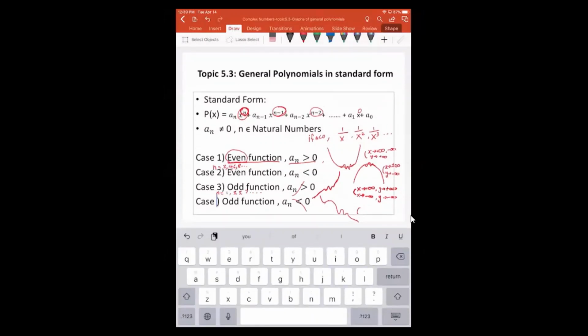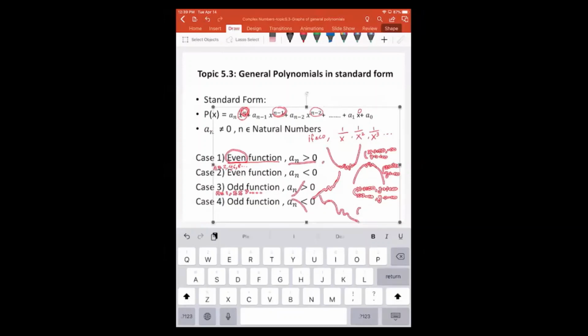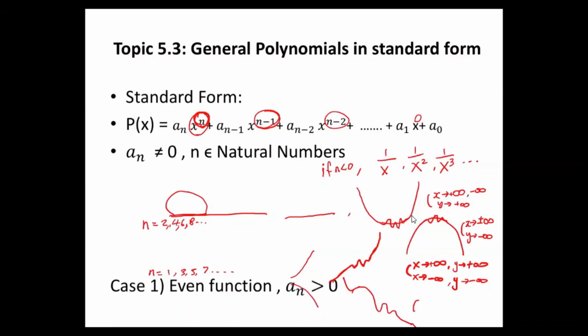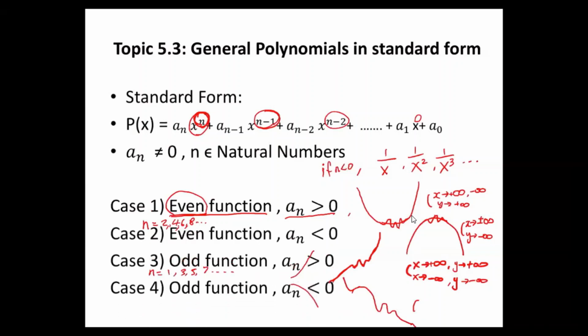So in case 4, you are going to have exactly the opposite. When x goes to positive infinity in case 4, then y is opposite. y goes to negative infinity, right? And then when x goes to negative infinity, y goes to positive infinity. Right, so you have to understand the general behavior depending on the sign of your leading coefficient, and also if the power is even numbers or odd numbers.